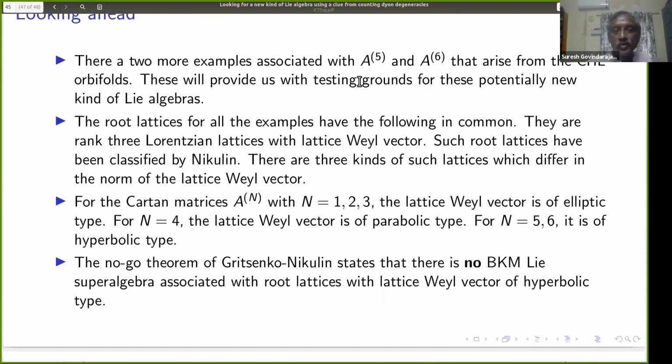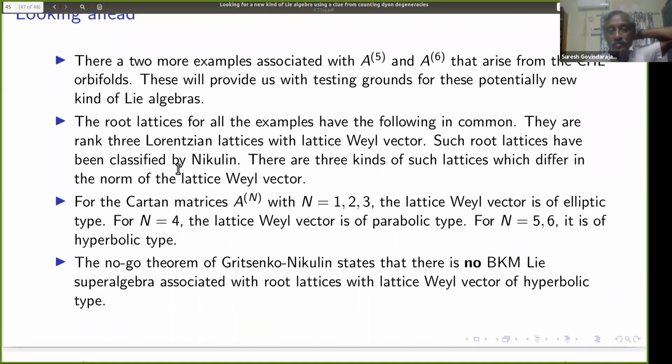Of course, there are 2 more examples with A5 and A6 that arise from CHL orbifolds. These are a little bit messier to handle, but we are still doing that. I mean, it's not impossible. But going back to this Lie algebra, the root lattices for all the examples have the following in common. They are rank 3 Lorentzian lattices with a lattice Weyl vector.